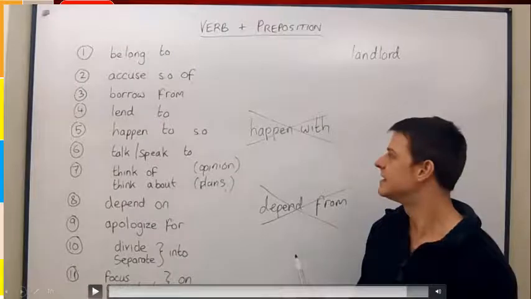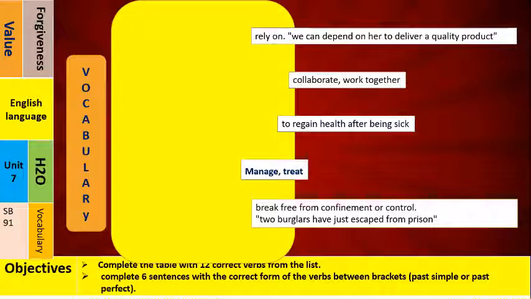So, this is a list of many verbs with the appropriate prepositions that you should use. And before using your student's book, let's try to gain some additional words, like we say depend on or rely on. We can depend on her to deliver a quality product.